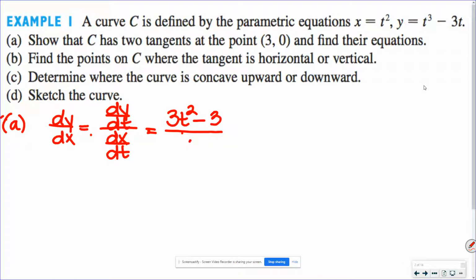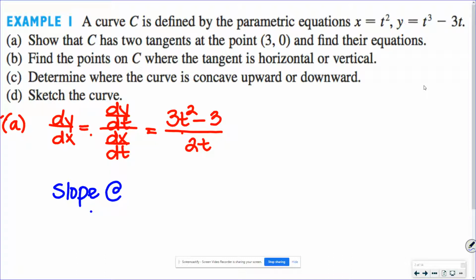And the x equation is 2t. So this is our derivative. And the first part of the question says to show that there are two tangents and find their equations. So that means we're going to need the slope. We're going to need the slope at each of these points. So let's start with the point (3, 0).